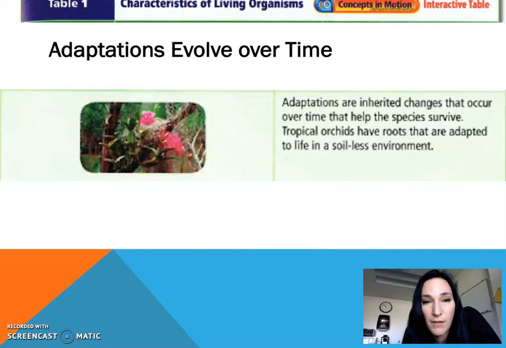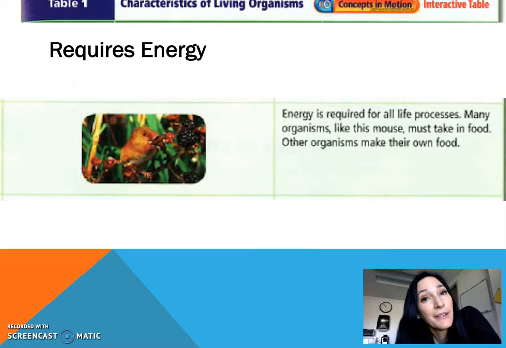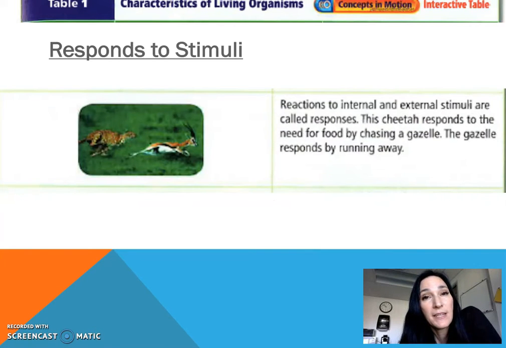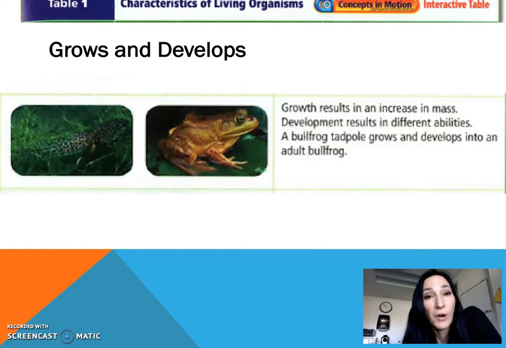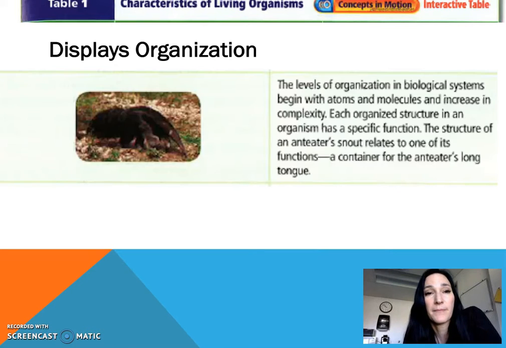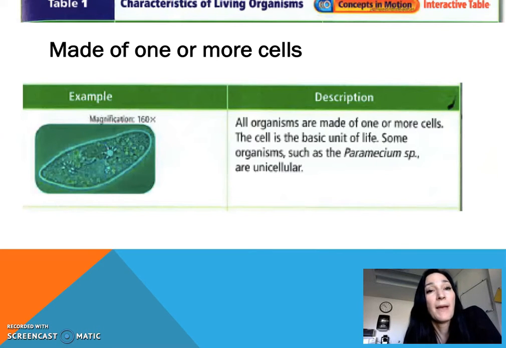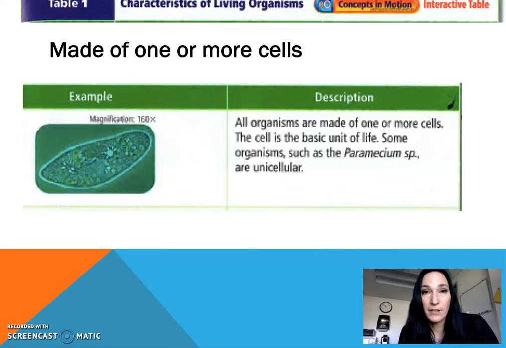So adaptations that evolve over time, maintaining homeostasis, requiring energy, responding to stimuli, reproducing, or at least being part of a species that reproduces, growing and developing, displaying organization, and this is our great example from cells up to organisms, and being made up of one or more cells. In order for something to be considered alive, it has to have all of those characteristics. If it is missing any of them, then it is not considered alive.